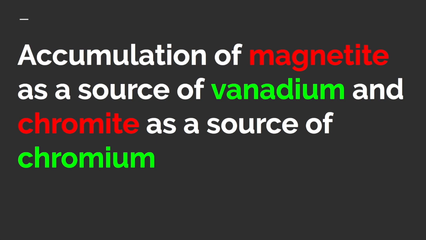Moving on to accumulation and concentration of ore minerals in magma chambers during progressive crystallization of magmas. The accumulation of ore minerals directly from silicate magmas takes place during fractional crystallization in a magma chamber as magmas crystallize. For example, accumulation of magnetite as a source of vanadium and chromite as a source of chromium.